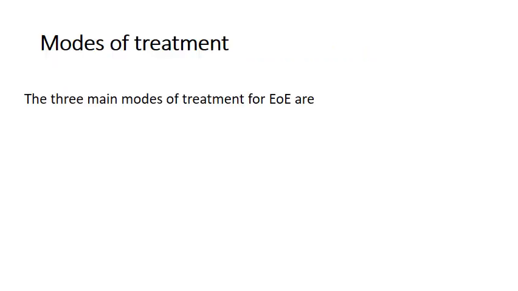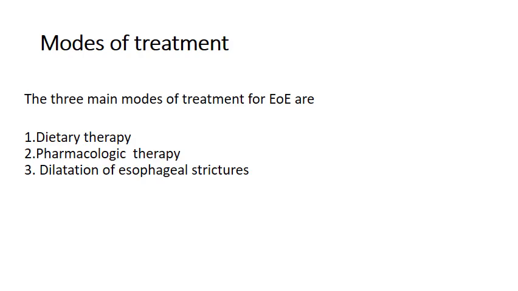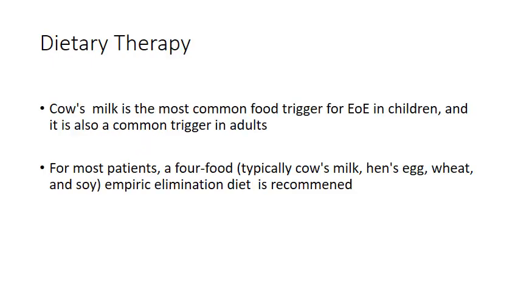Modes of treatment. There are three main modes of treatment available. One is dietary therapy, second is pharmacologic therapy, third one is dilatation of esophageal strictures. Dietary therapy. For most patients, a 4-food empiric elimination diet is recommended. The commonly eliminated foods are cow's milk, hen's egg, wheat and soy protein. Cow's milk is the most common food trigger for eosinophilic esophagitis in children as well as in adults.